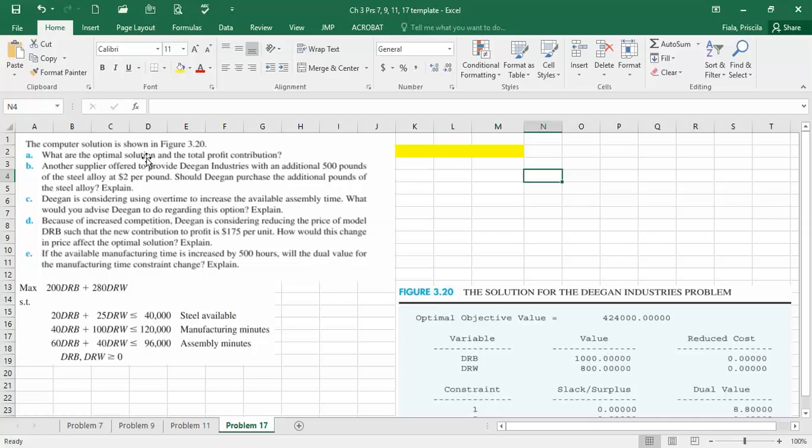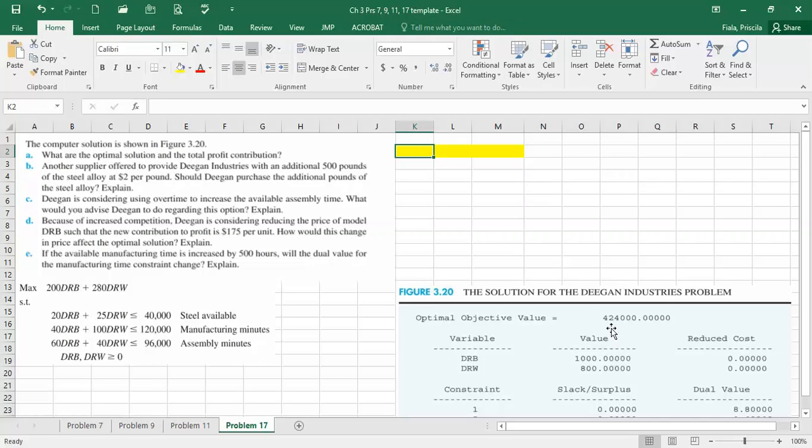It says, what are the optimal solution and the total profit contribution. See how this is worded wrong, because they're calling the objective function the optimal solution. However, both of them we should call the optimal solution.